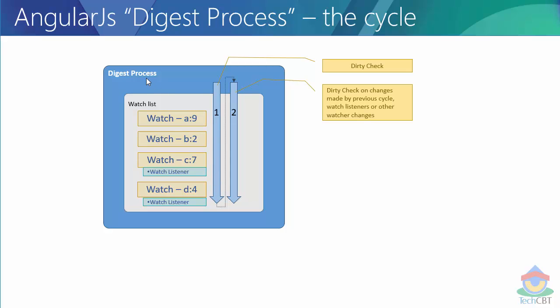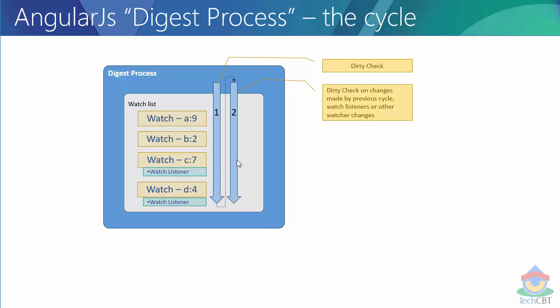So the digest process, while it is going through each of those watches and executing those watch listeners, there might be a possibility that during the execution, the variables of the same watches could have been modified by some other external source or as part of the watch listeners. So to keep track of all the modifications to the latest, it always does the second one.